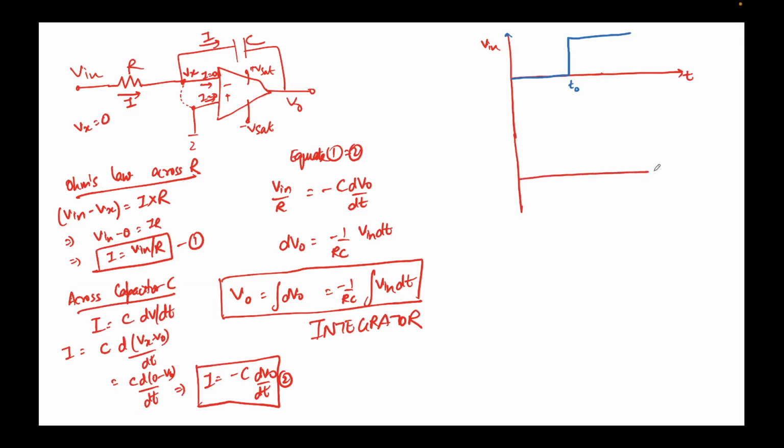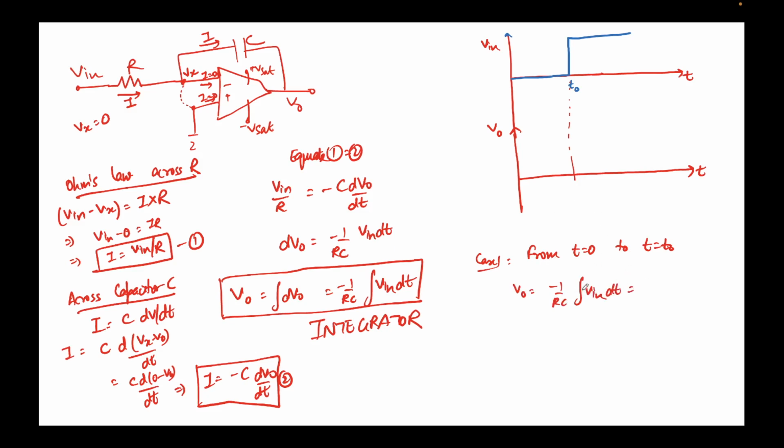So let's do this. This is time t, and this is the same time t naught. Now let's integrate. We need to find how V naught looks. We know that V naught is nothing but the integration of V in with respect to time. So let's say case 1, from t equal to 0 to t equal to t naught, how will it look? I'll simply say V naught equals minus 1 by RC integral of V in dt.